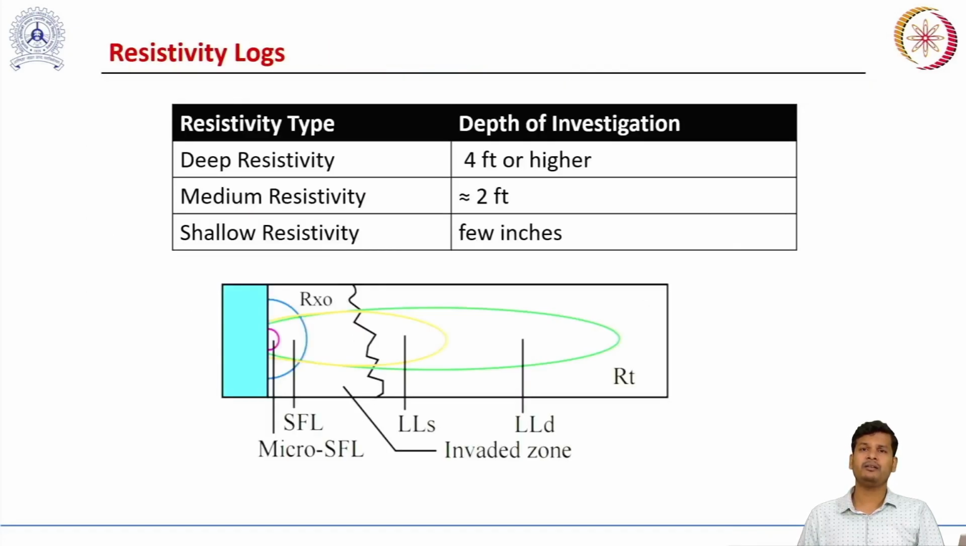For example, the typical depth of investigation of a deep resistivity logging tool, which is going to measure the true formation resistivity, is generally 4 feet or higher. In many books you will see names like LLD, where D stands for deep measurement, and LLS, where S stands for shallow measurement. Medium resistivity has a depth of investigation of around 2 feet. Shallow resistivity has a few inches and is going to measure the Rxo value.